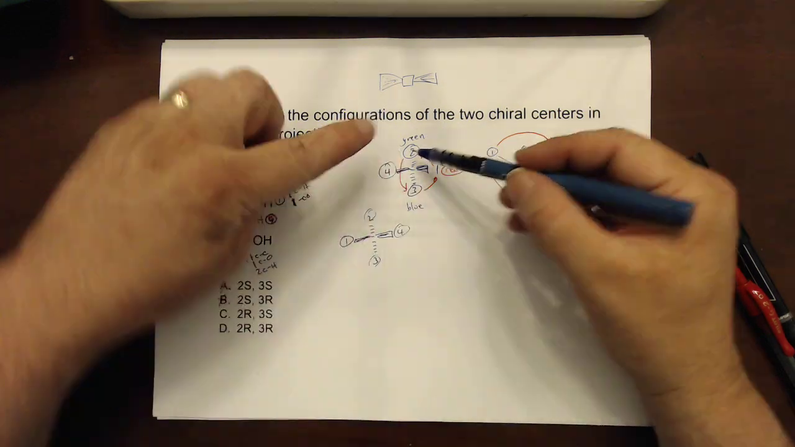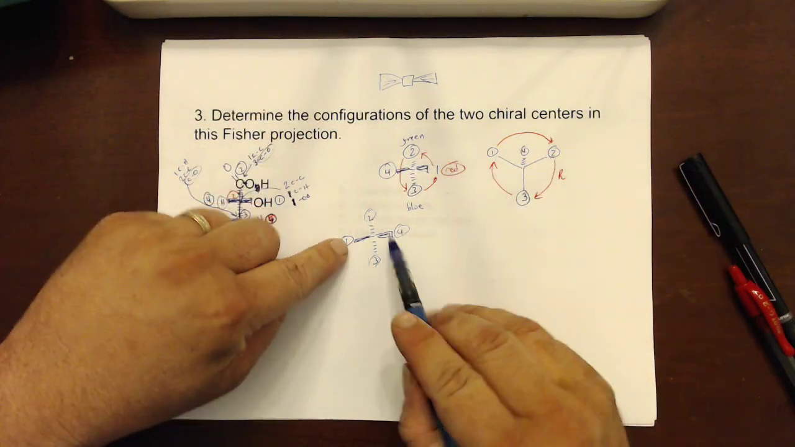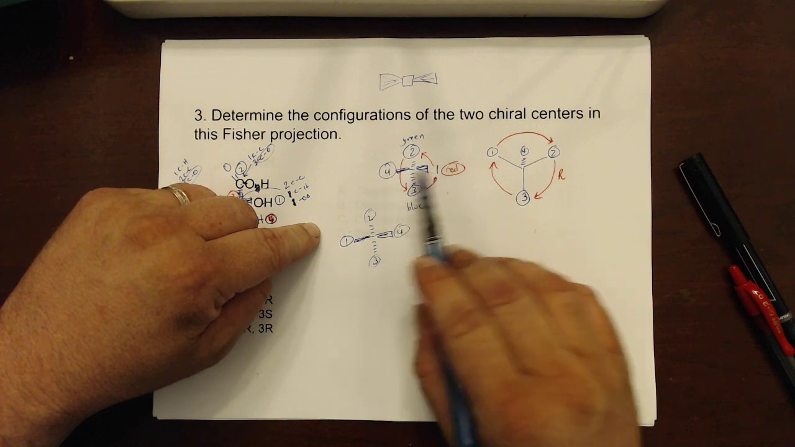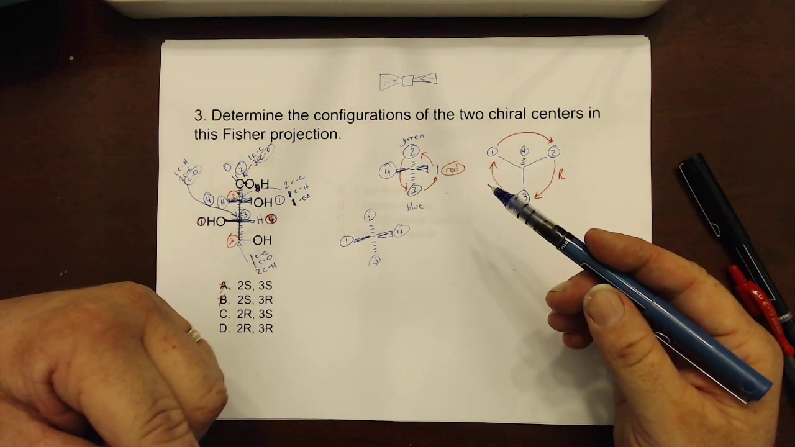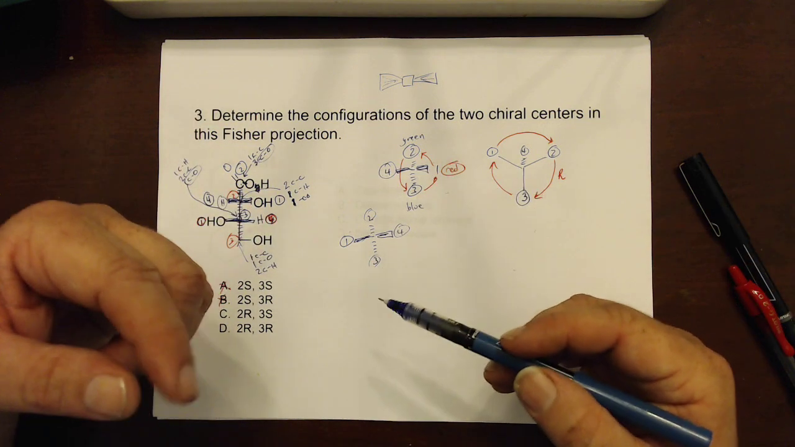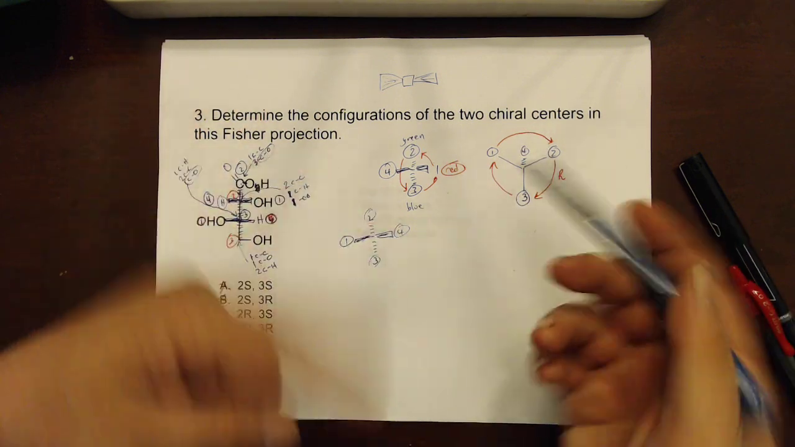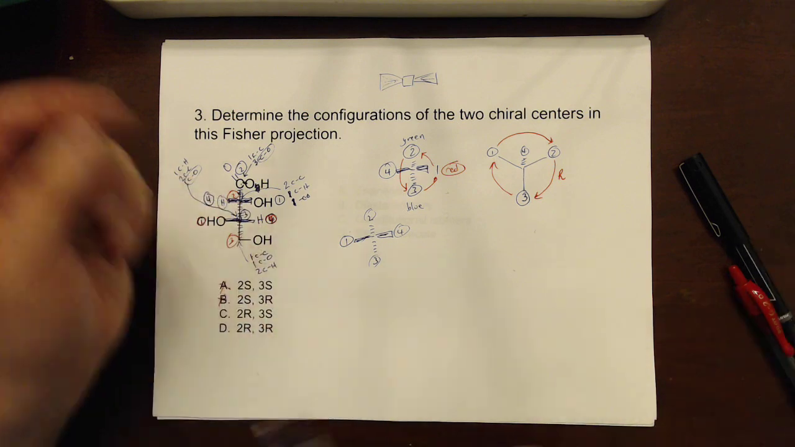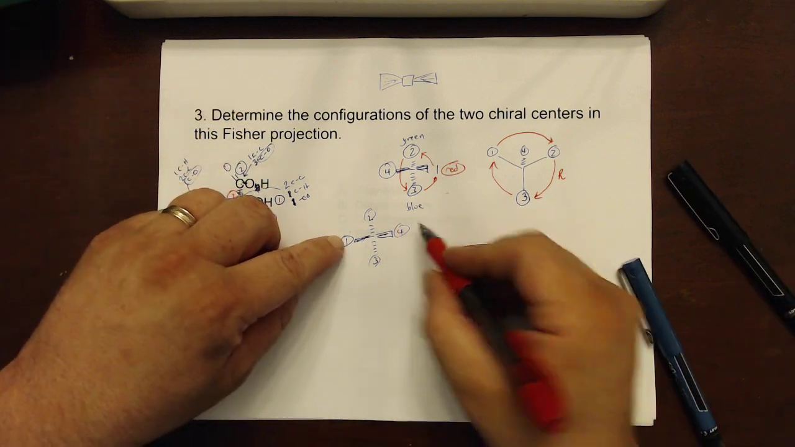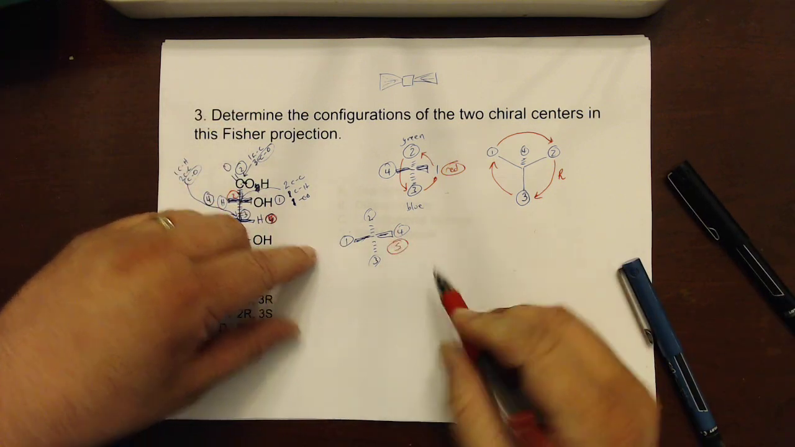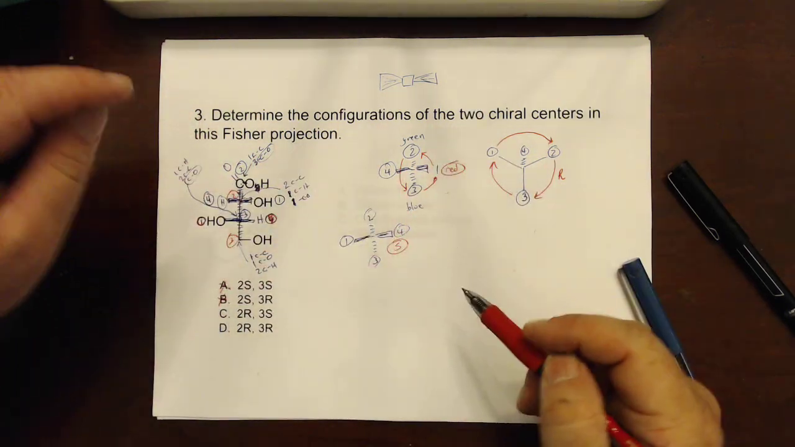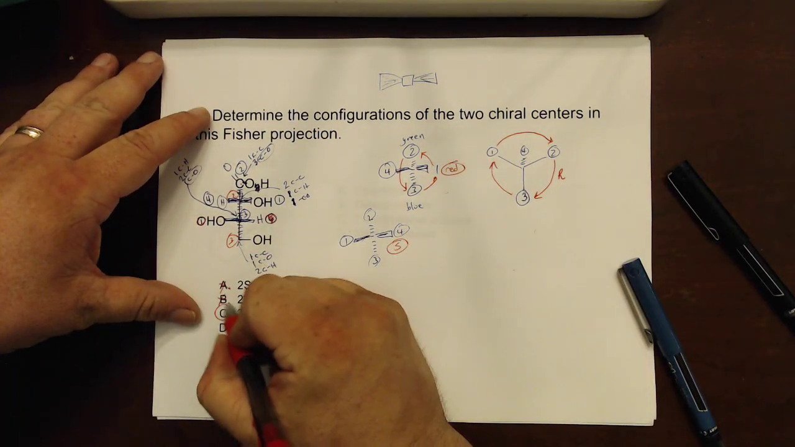Okay, so notice how you don't even have to go through actually assigning this. Notice how the 2 and the 3 are the same, but we flipped 1 and 4. So that means when you flip two things on the wedge and dash, you're going to flip the stereo from R to S, or S to R. So since we flipped 1, now this has to be S. We don't even have to go through the whole rotating or anything else like that. So we know that it's actually going to be this.